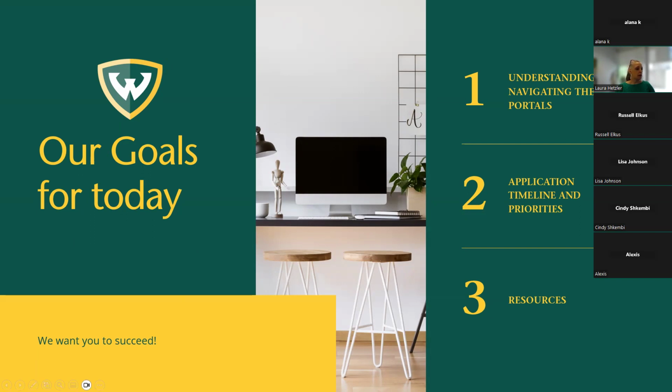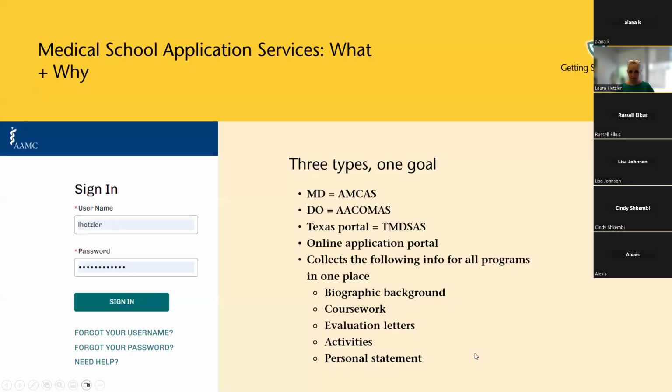I want to make sure we take a moment and define the purpose of the application services. There are two types of medical schools in the United States. One is the MD or allopathic, the other is DO or osteopathic. There are actually three US med school application portals. The MD application portal is called AMCAS. The DO is called AACOMAS.